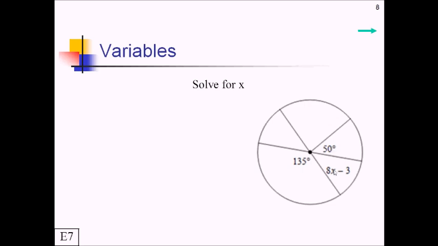Notice that 8x minus 3 and 135 are both making up this entire semicircle here that this diameter is creating. So we can just say 135 plus 8x minus 3 equals 180 degrees. So that's going to be 132 plus 8x equals 180. Subtracting, that's going to be 48. 8 divided into 48 gives us an x value of 6.